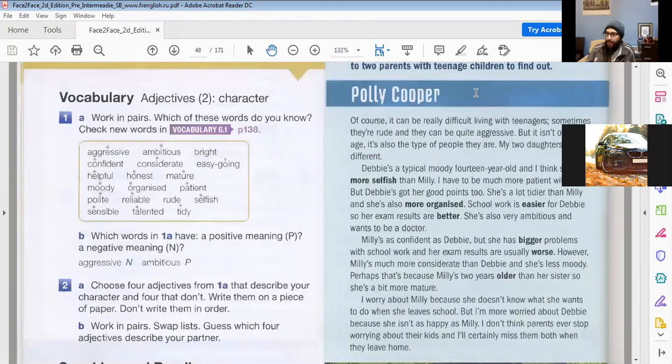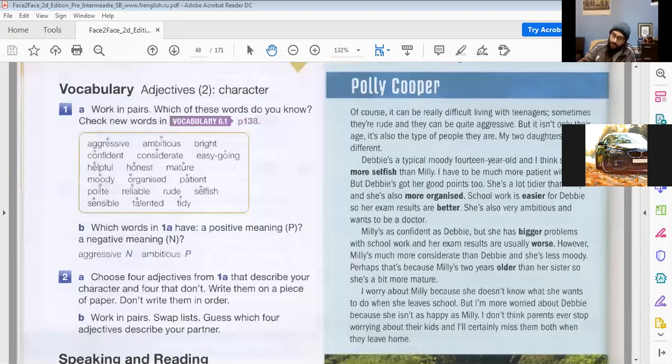Maybe because Debbie is more selfish. Nice, okay, this is one reason. So Millie is easier to live with because Debbie is more selfish, more moody, and also more aggressive. You're right. And Millie is less moody. Also it says Millie is more considerate, which means the opposite of selfish. She's not selfish. But Debbie is better in school than Millie. You're right, yeah.